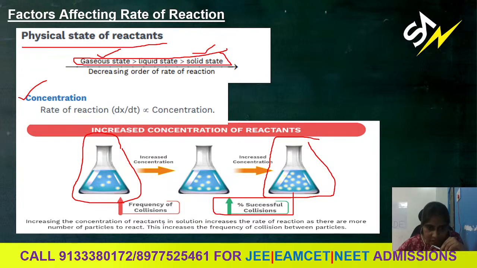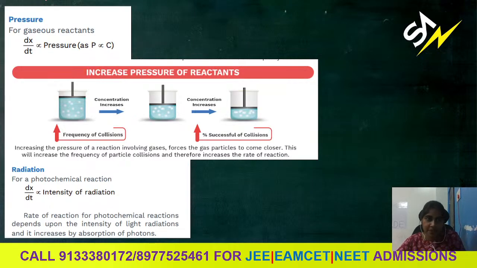Let's see this. Increasing the concentration of the reactants in a solution increases the rate of reaction as there are more particles to react. Yes, right? Since the concentration is increased, there are more particles to react. This increases the frequency of collision between the particles. So more collisions take place. So the rate of reaction is directly proportional to concentration.